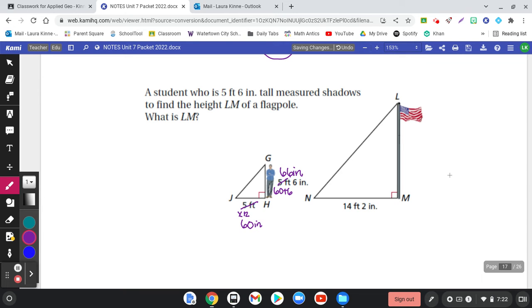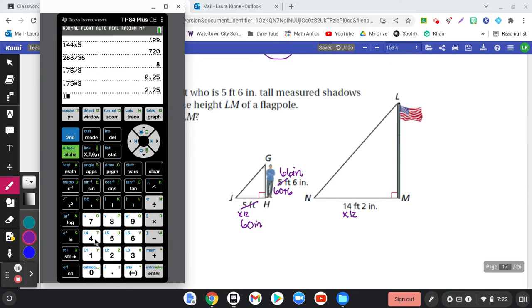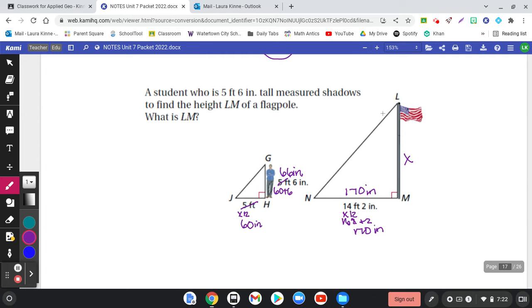All right, over here, for the flagpole, I'm going to multiply 14 times 12. $168 plus 2 is 170 inches. I'll write it up here so it's easier to see. And now we can easily find the height of our flagpole. So again, it's going to be easier if you convert everything to the same unit. All right, see if you can get your proportions set up. I'm going to pause the video and do the same.